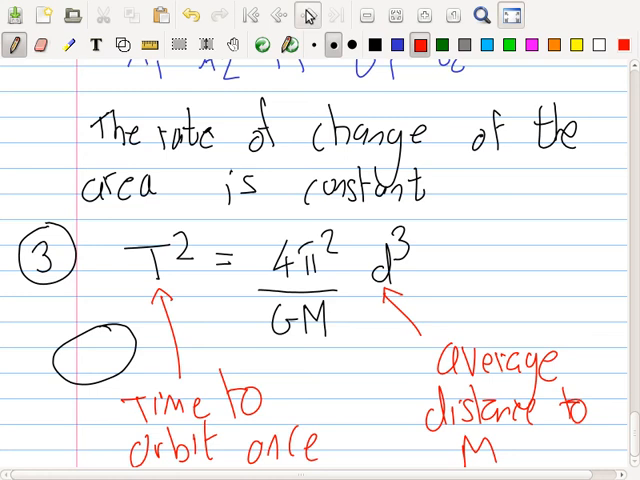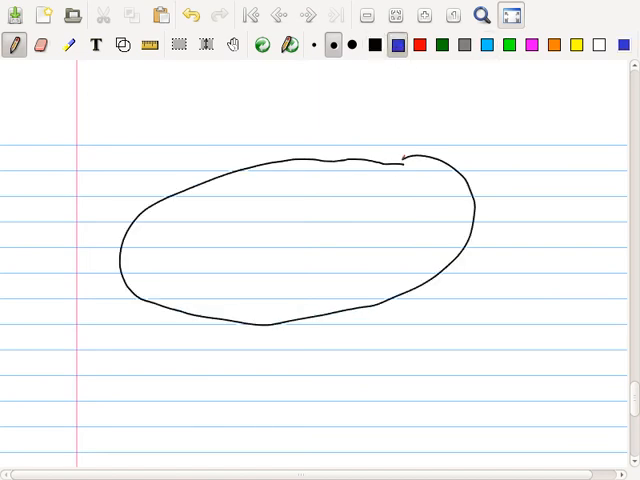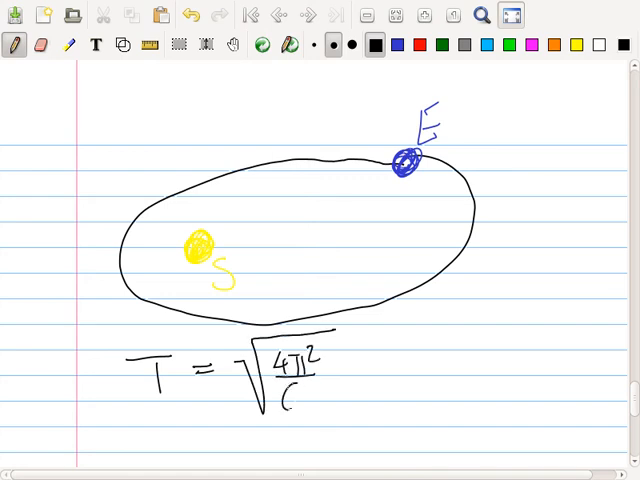I'll explain Kepler's third law now. So you have, let's go with our Earth again, Earth, Sun. Now, if you look at his formula, what he's saying is that the time will equal the square root of 4 pi squared over GM times d cubed. Basically, that's his formula. Kepler has given you a formula to calculate the time to go around once.